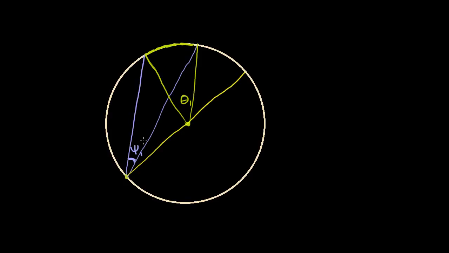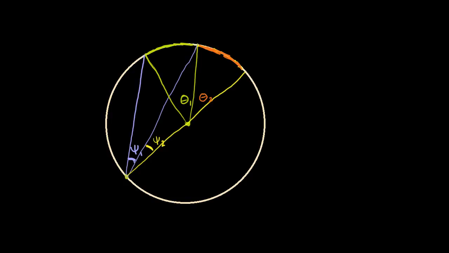And let me call this angle right there psi 2. It is subtending this arc right there. And so the central angle that subtends that same arc, let me call that theta 2.